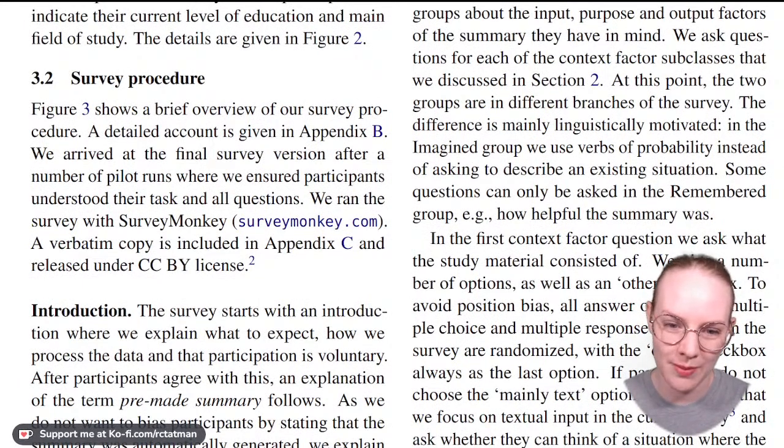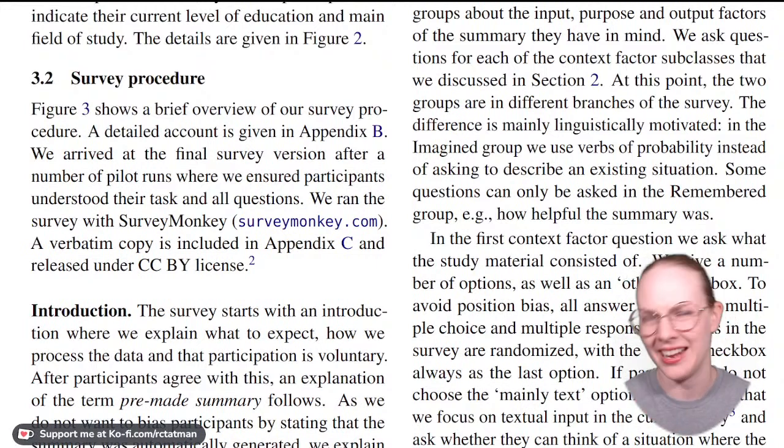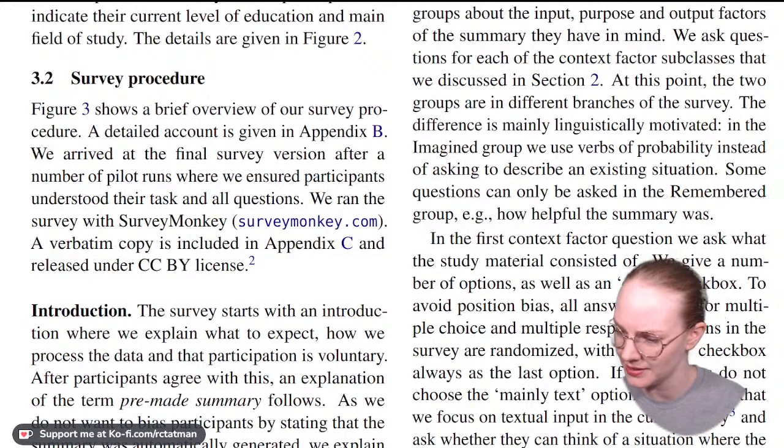We ran the survey with SurveyMonkey. A verbatim copy is included in Appendix C and released under a CC BY license. Okay, so this would allow for commercial use and also for changing it and derivatives. The only thing you would need to do to use this is to say that it is by the authors of this paper, and I just cite the paper. I think that would probably be easiest.